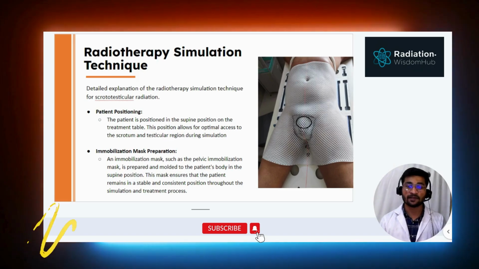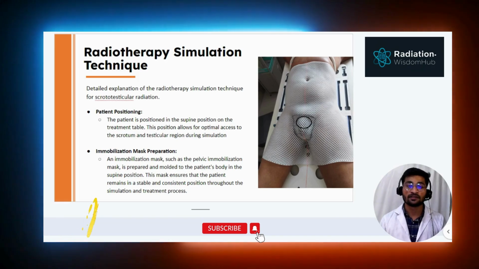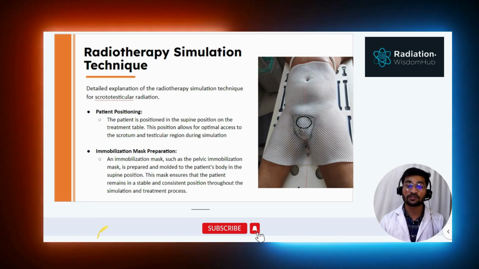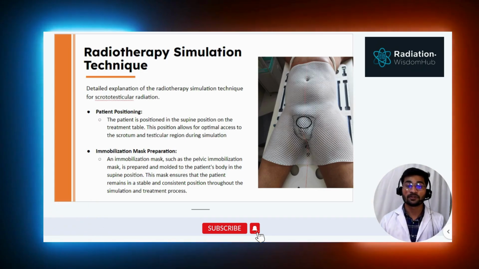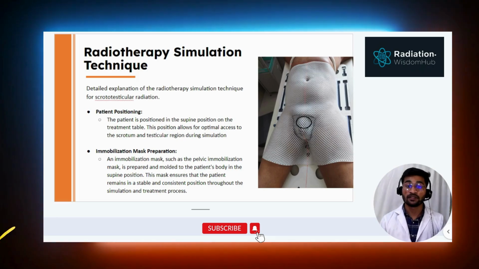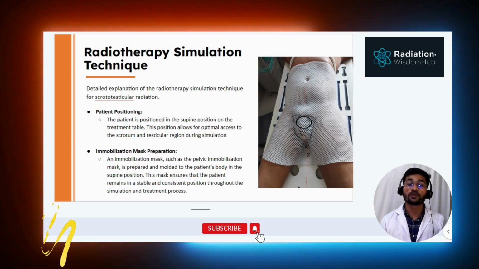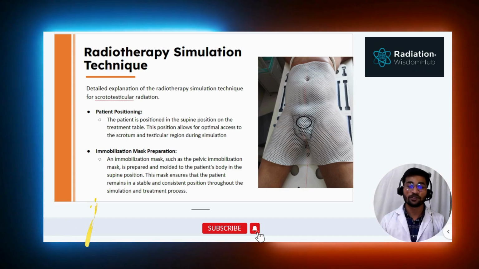So here is the main radiotherapy simulation technique process. Here we can see the detailed explanation of the radiotherapy simulation technique for scrototesticular radiation. First, patient positioning: the patient is positioned in the supine position on the treatment table. This position allows optimal access to the scrotum and the testicular region during the simulation.